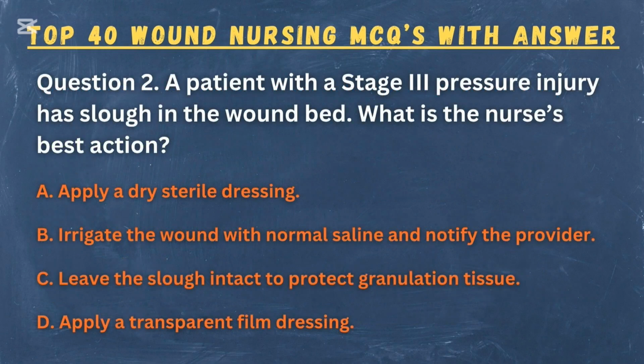Question 2. A patient with a stage 3 pressure injury has slough in the wound bed. What is the nurse's best action? A. Apply a dry sterile dressing. B. Irrigate the wound with normal saline and notify the provider. C. Leave the slough intact to protect granulation tissue. D. Apply a transparent film dressing.